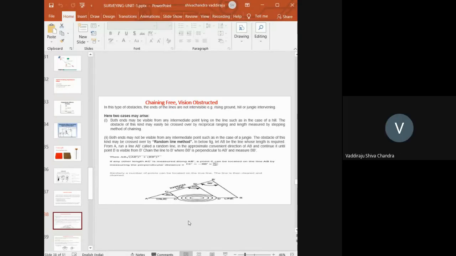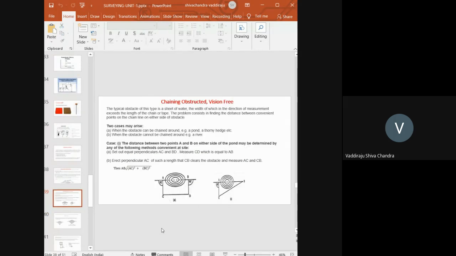According to Pythagoras theorem, AB square is equal to AB dash square plus BB dash square. AB is equal to square root of AB dash square plus BB dash square, right? So we need to find out how we are able to clear this obstacle and how we are going to complete our work. Our purpose is to complete the survey and determine the area. But when you have an obstacle, you need to find a way out so that we complete our work with less difficulty. So this is one scenario.